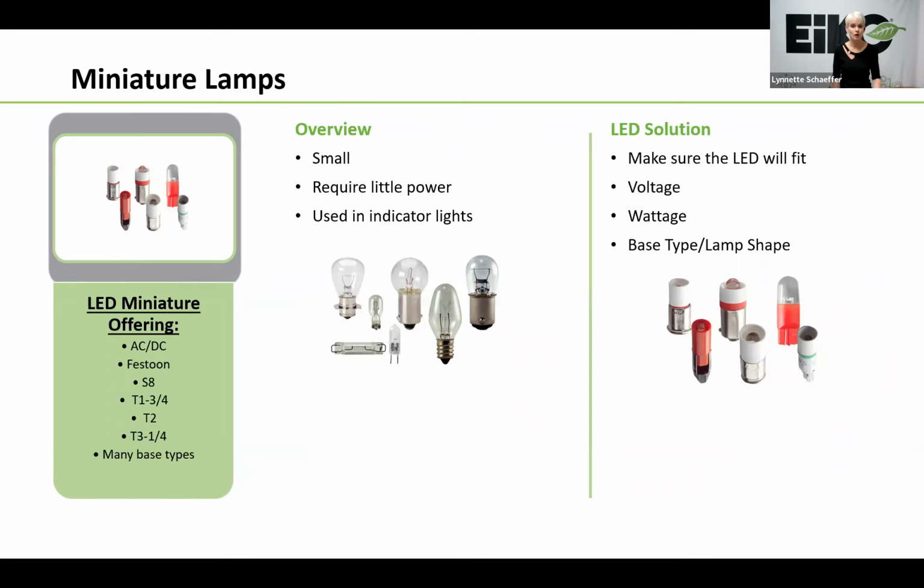So these are usually small and require relatively little power and are used in a variety of indicator lights, such as panels for equipment, automotive, and electronics. These small lamps come in many shapes and many base types and voltages.